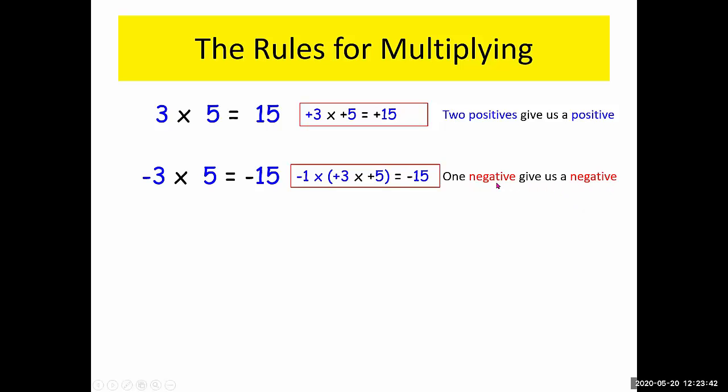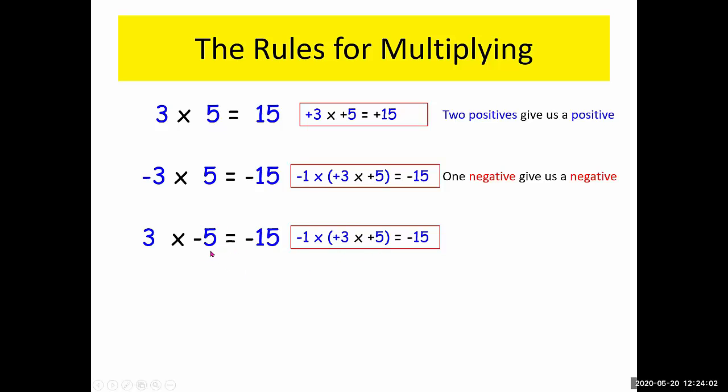One negative on its own, multiplied by anything else, I've got one negative here, will give me a negative. Now, the next one's easier because I'll switch it round. I'll make the 5 negative and the 3 positive, and I'll get the same result for the same reason, that I take the minus 1 outside from the negative 5. The negative 5 is really a 5 times a negative 1. So I'll take the negative 1 outside. I end up with 3 and 5 inside, which will give me 15 again. So I'm going to get a negative gives me a negative again.